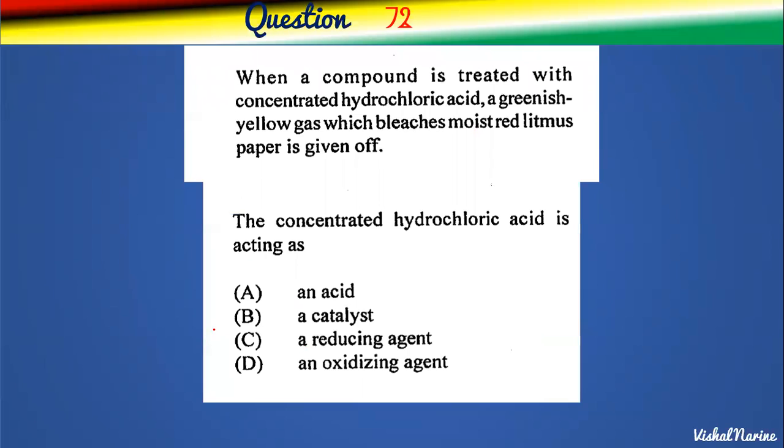Question 72 continues with the same introduction about treating a compound with concentrated hydrochloric acid. It asks you what the concentrated acid is acting as. And it is reducing agent. This is actually one of the tests for a reducing agent. So the answer to 72 is C.